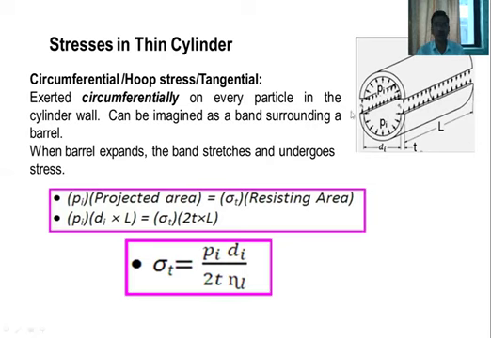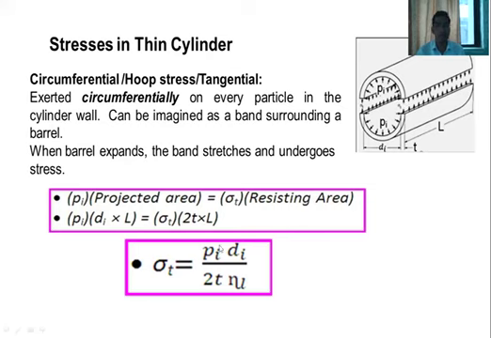You can observe in this image, this is the length of the cylinder. Then t is the thickness of the thin cylinder, Di is the inner diameter of the cylinder, and Pi is the internal pressure exerted inside the cylinder. And sigma t is the stress induced in the cylinder. So along the circumference of the cylinder the stress is induced. Such a stress is called the circumferential stress.